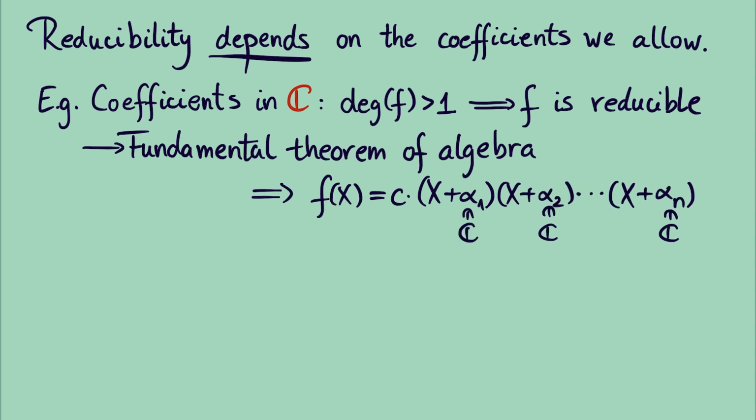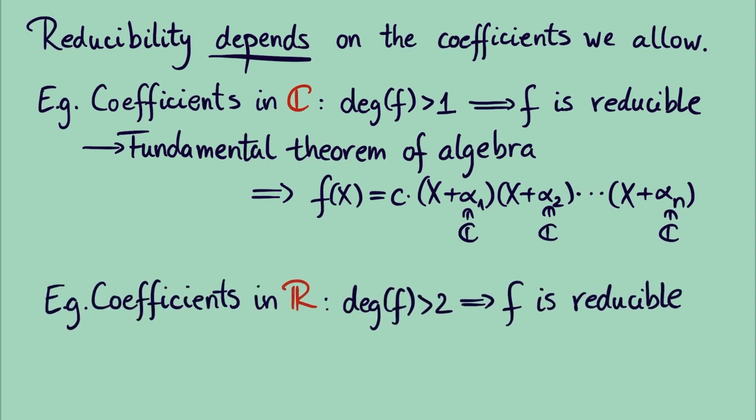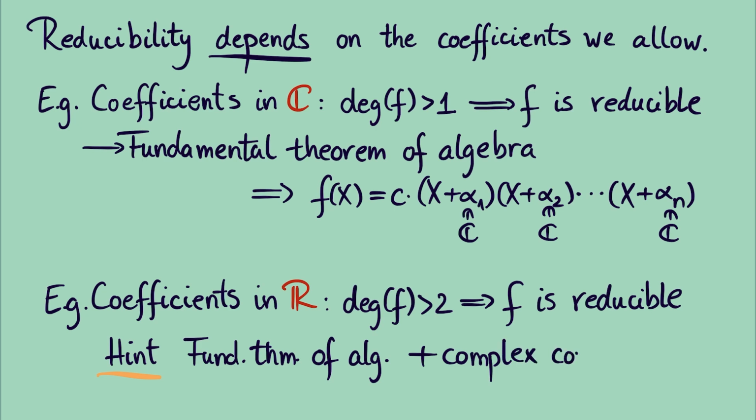What happens if you allow only polynomials with real coefficients? It turns out that in this case, any polynomial of degree higher than 2 is reducible. You might try to prove this yourself. For this, you might want to use the fundamental theorem of algebra and complex conjugation.